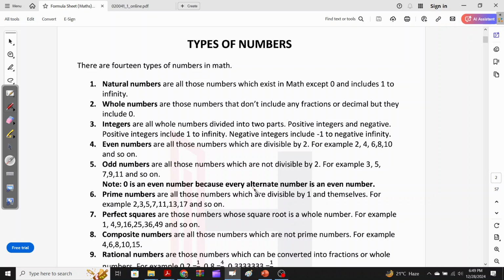Let's go to another number system which is called the prime numbers. Very important, the prime numbers. All those numbers which are divisible only by 1 and themselves, for example 2, 3, 5, 7, 11, 13, 17, are termed as prime numbers.